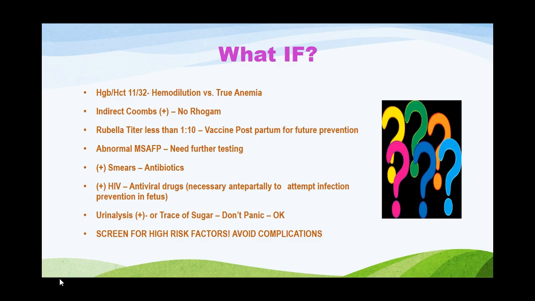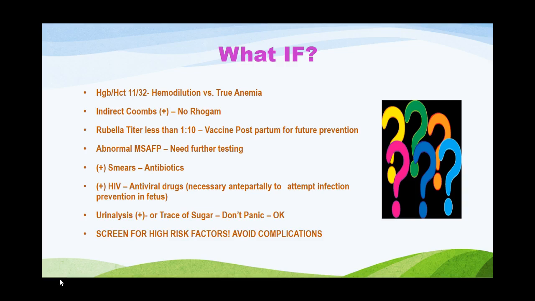So if the indirect Coombs is positive, it means that the body is already sensitized to that blood from the baby. What this test does is detect antibodies in the blood that would bind to the red blood cells in the fetus. So if it's positive, that means there are antibodies there, which means that the mom has already made antibodies against this baby. So we would not give her RhoGAM, okay, because that's not going to do any good.